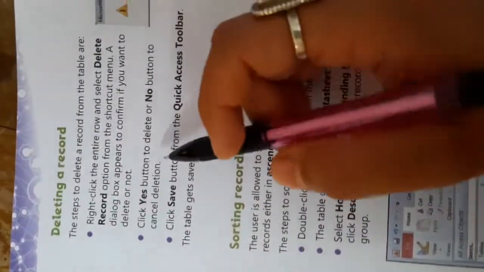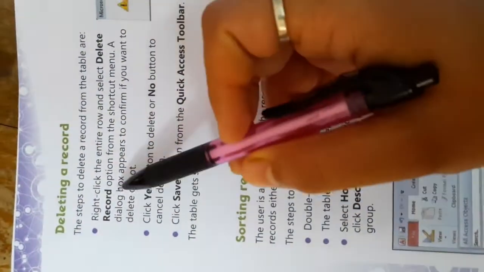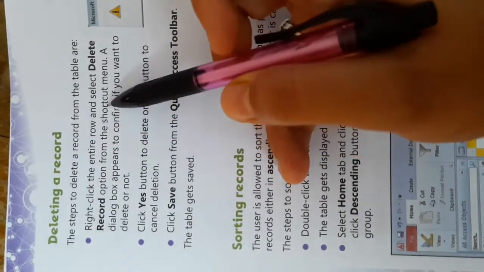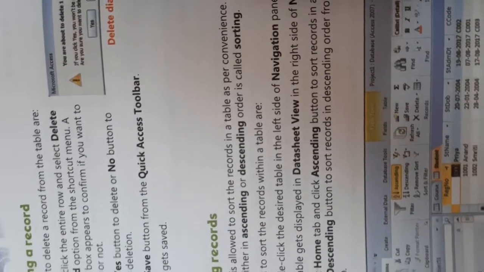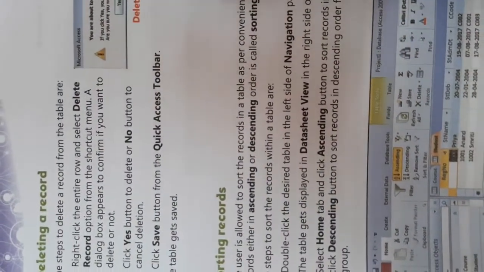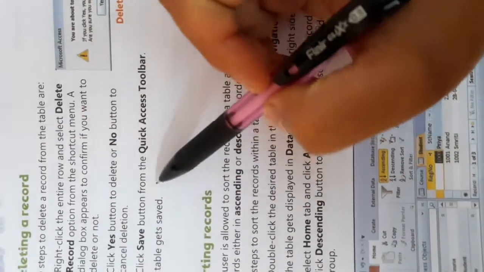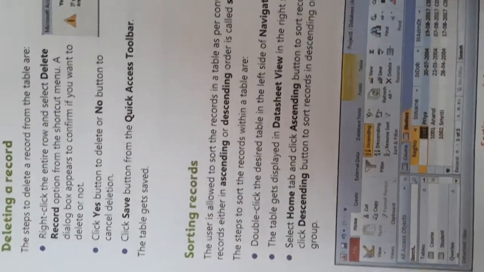Next we have deleting a record. How can you delete a record? Right click the entire row and select the delete record option from the shortcut menu. A dialog box appears to confirm if you want to delete or not. This type of dialog box will appear. If you want to delete, click on the yes button. If you don't want to delete, click on the no button and click the save button from the quick access toolbar so that the table will be saved.